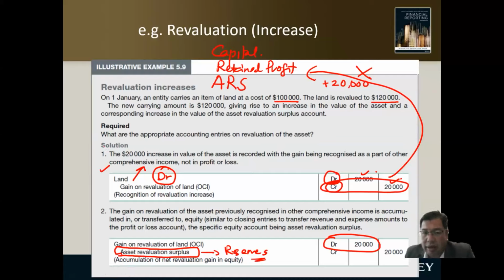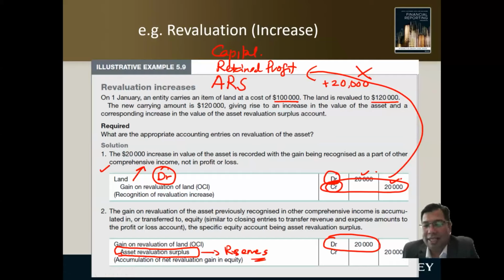Recognize the increase in value and gain. Put it in your other comprehensive income. From your other comprehensive income, transfer to asset revaluation surplus. Okay. Can you transfer it straight away? No. Yes, you can do it.